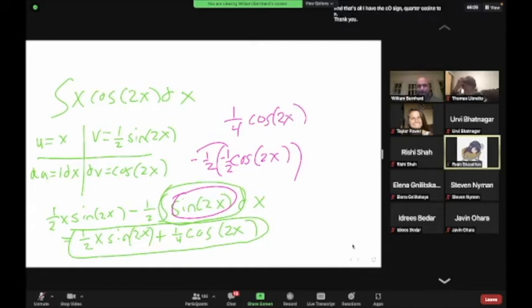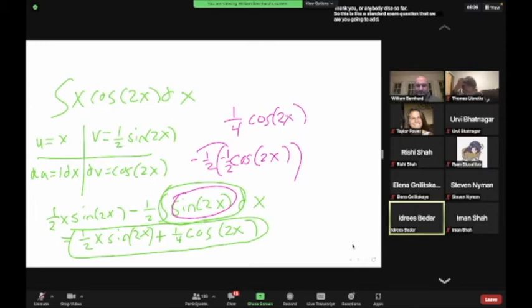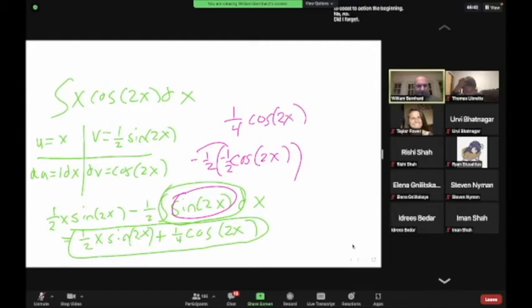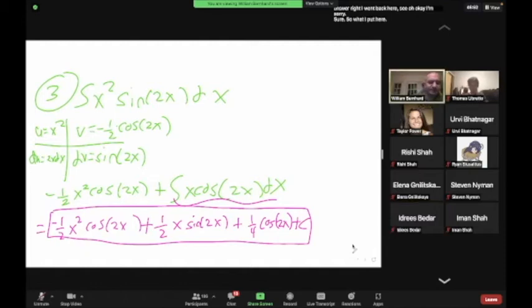Thank you. Okay, anybody else so far? So this is like a standard exam question. Go ahead. Wait, are you gonna add the negative x squared over 2 cos 2x from the beginning? Or what out of that one? Did I forget that? No. Because isn't this integral that you did part of the other one? So here's the final answer. Right, I went back here. See it? Oh, okay, I'm sorry. Sure. So what I put here in the purple is the final answer.